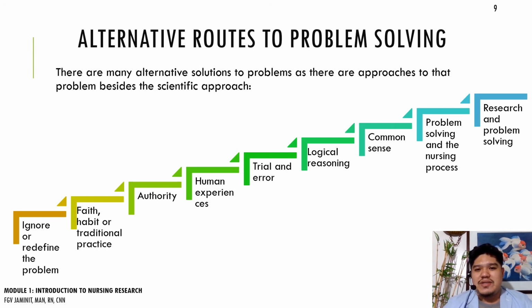Next would be logical reasoning, which combines intellectual faculties and formal system of thought. Of course, we utilize our common sense when we solve the problems. Next to the highest would be problem solving and the nursing process. So lastly would be solving the problem utilizing a methodological step-by-step process such as research. So it is a disciplined research where most of the practices are sophisticated, which includes methods of acquiring knowledge.